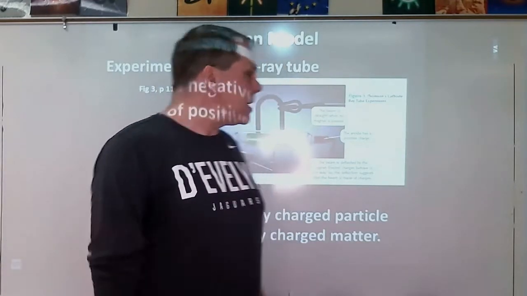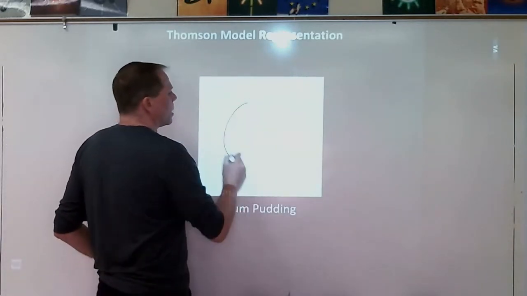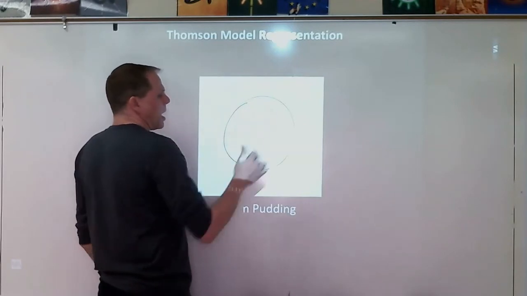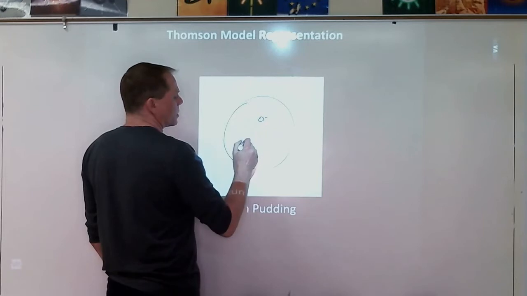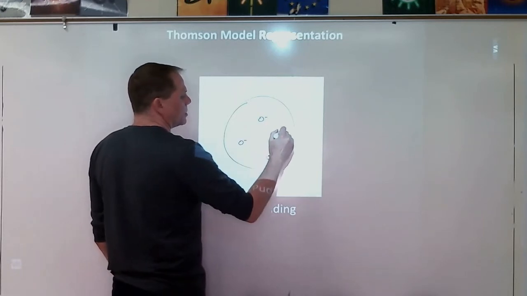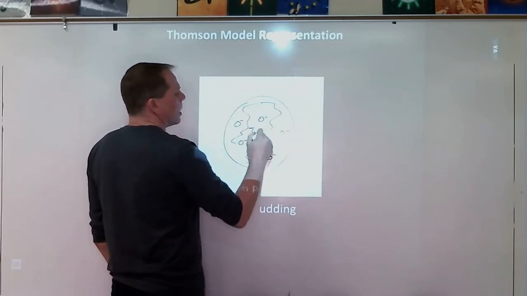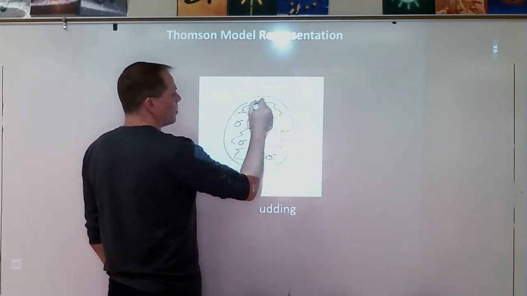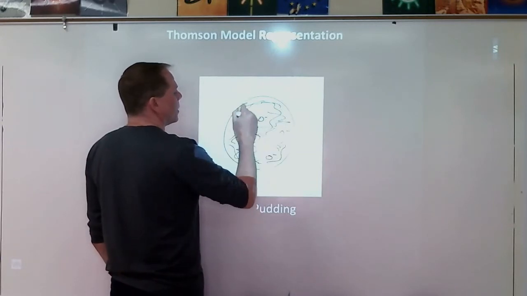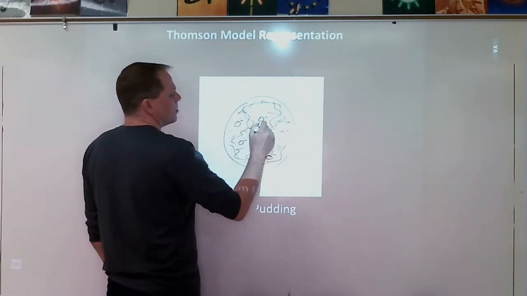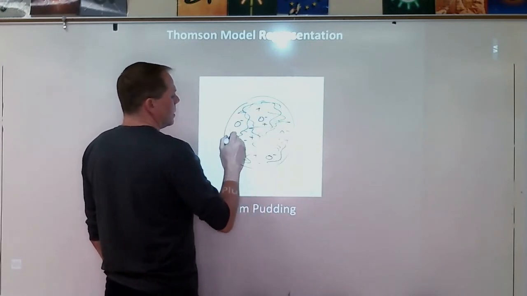Okay, so basically his model was that it was kind of like bread pudding. So imagine there's your atom, and you've got these negatively charged little particles, and they're embedded inside this goo. Okay, if you guys have ever had bread pudding, well, this plum pudding is what we know today as kind of like bread pudding. They call raisins plums, and so it's basically raisin pudding.